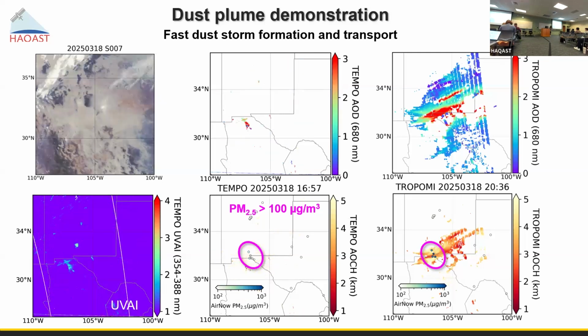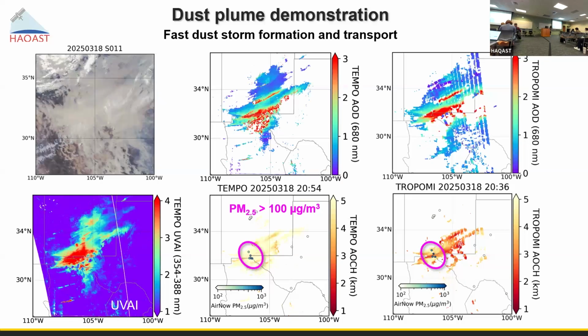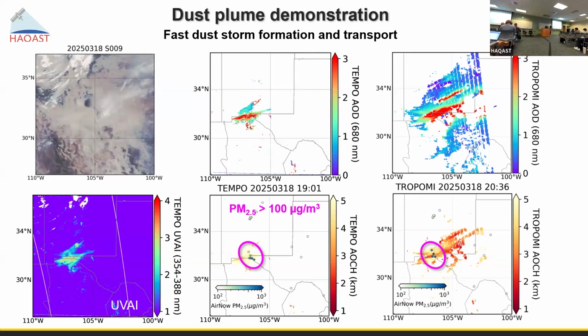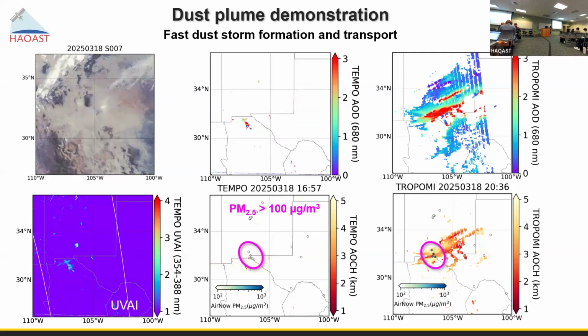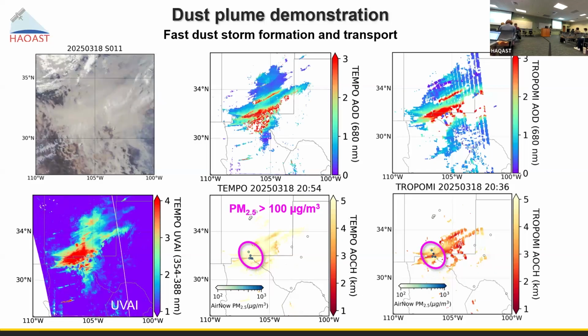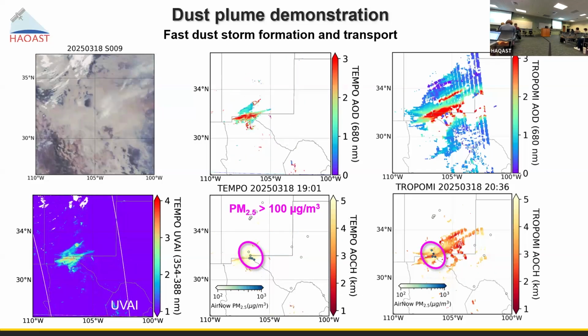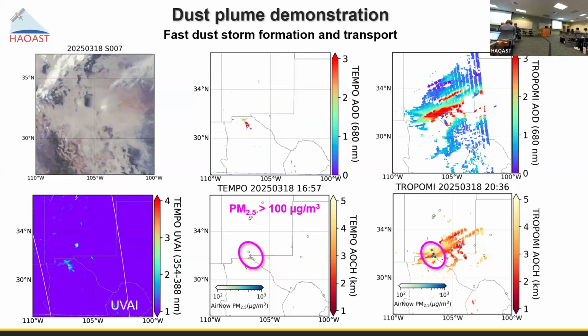From the thermal observation, we can clearly see the fast dust storm formation from morning, and spread and transport fast in the afternoon. And we can also clearly see the change of the LSH and the dramatic increase of the PM2.5.